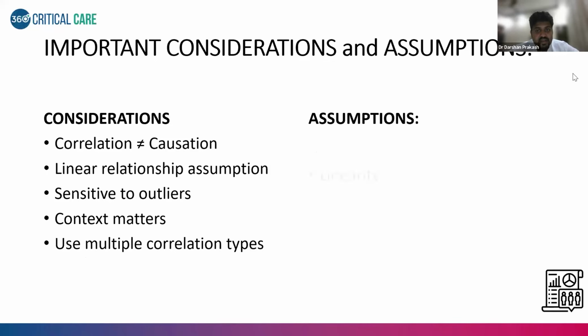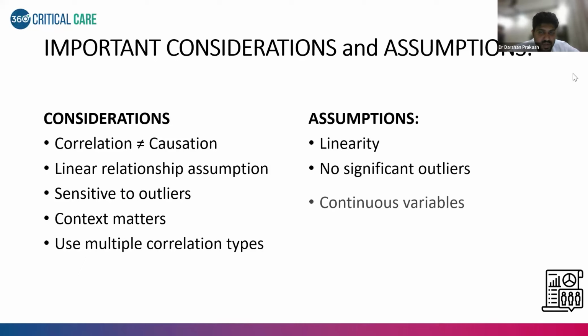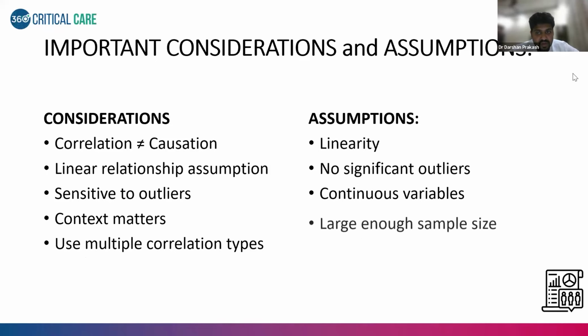Okay. And what are the assumptions that we make in a correlation assessment? It is always linear. It has no significant outliers. If there are any, probably you need to use a Kendall test. Always continuous variables are the ones which are chosen, or depending on the type of variables, we need to choose the particular type of test. Okay. Usually a large enough sample size gives us a better understanding.